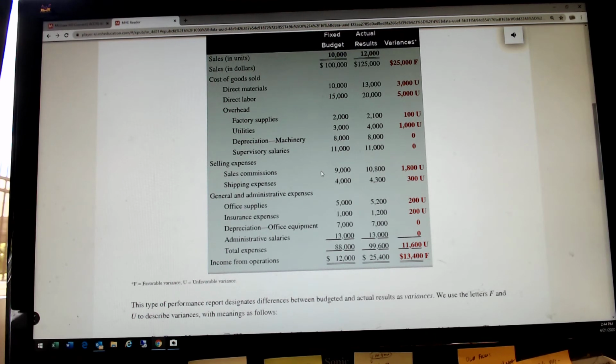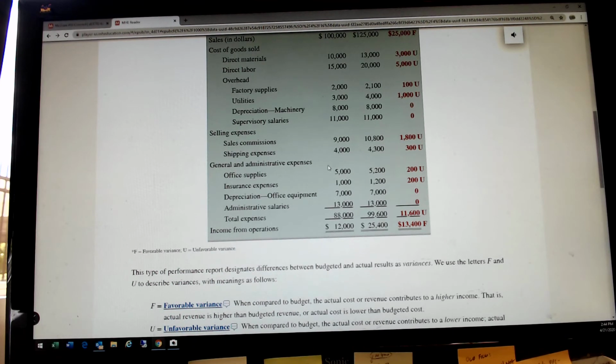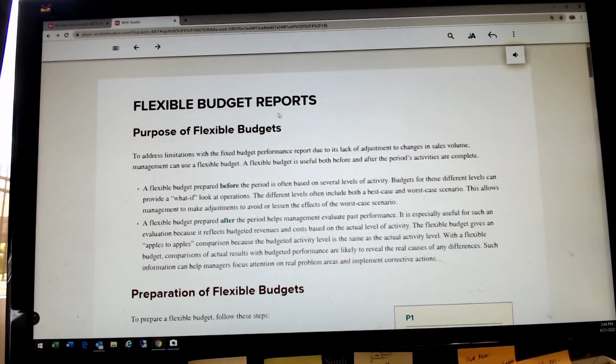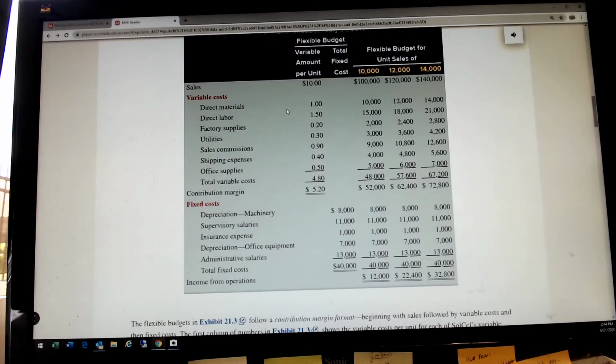Sales commissions, variable. The more I sell, the more commissions I'm going to have to pay. Shipping expenses, obviously, the more I sell, the more I'm going to have to ship. Those are variable. General administrative expenses, I believe these are probably all fixed because they have to do with the overall company rather than what I'm actually producing. So they've rearranged them into, well, I guess office supplies. They've determined office supplies were variable. So then in our homework problems, they'll tell us what they are.